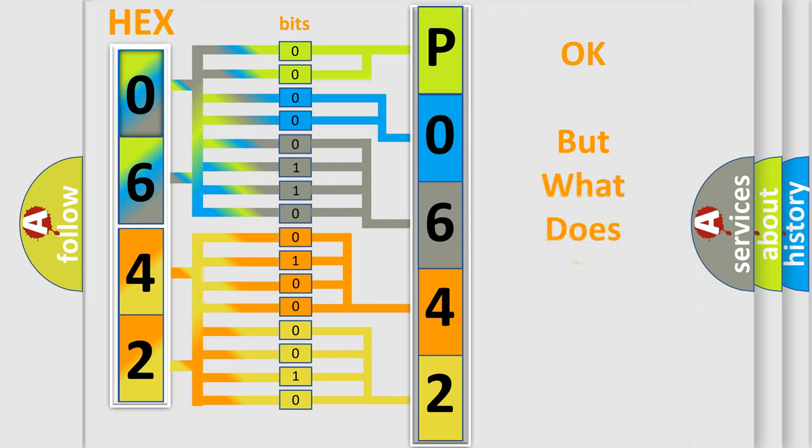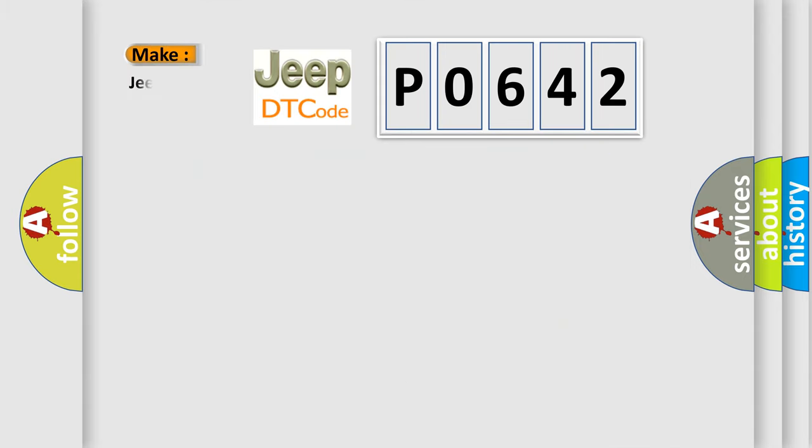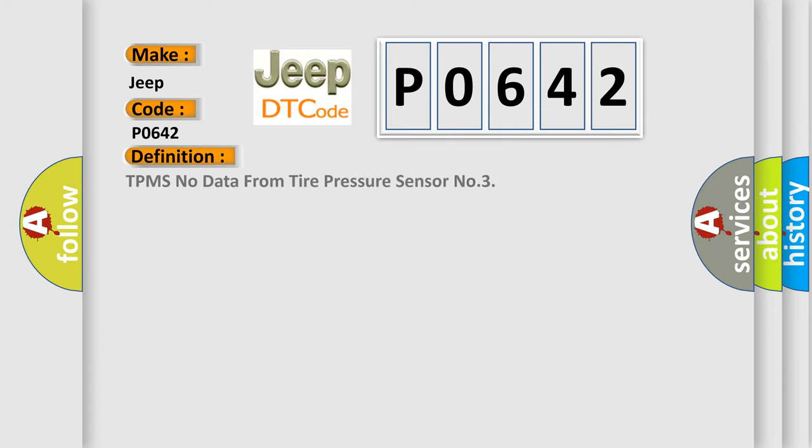The number itself does not make sense to us if we cannot assign information to what it actually expresses. So, what does the diagnostic trouble code P0642 interpret specifically for Jeep car manufacturers? The basic definition is TPMS no data from tire pressure sensor number 3.